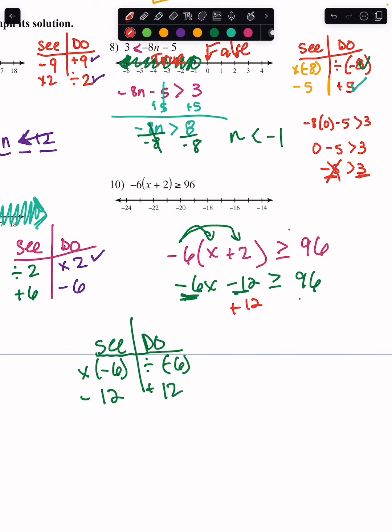Negative 6x is greater than or equal to, what is 96 plus 12? That's 108. And then what do I have to do next? I need to divide by negative 6. Let's do this green. And then 108 divided by negative 6, that happens to be negative 18.